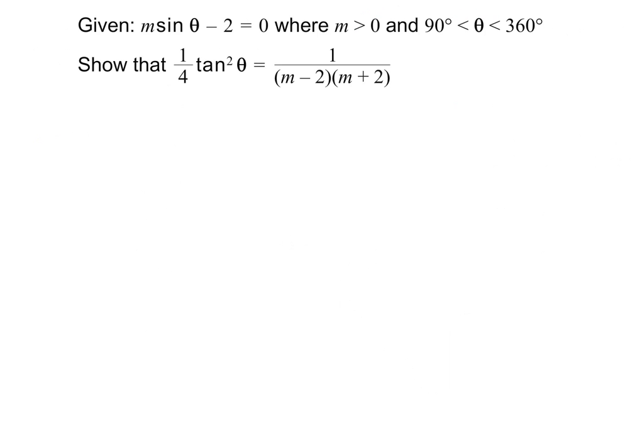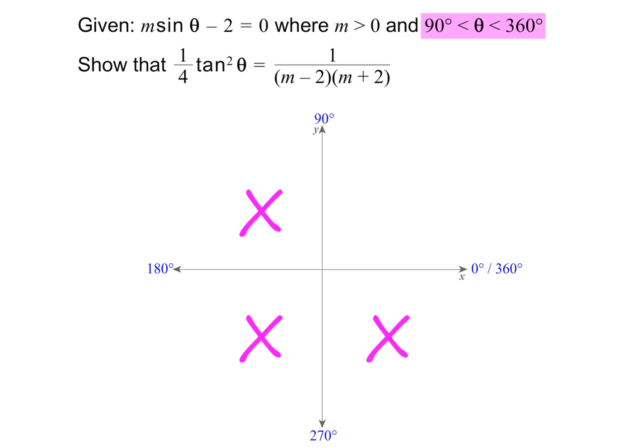In this example, we are given that m sine theta minus 2 equals 0, where m is greater than 0, and theta lies between 90 and 360 degrees. We again need to find the correct quadrant in which to work. This condition tells us that theta must lie between 90 and 360 degrees. On the sketch, we indicate this using 3 crosses.